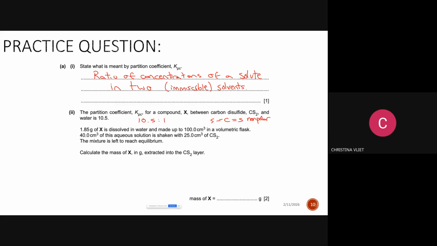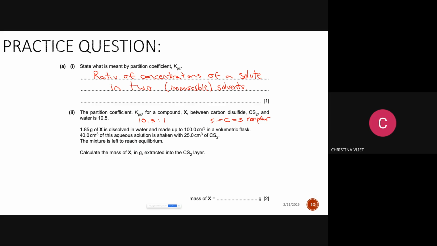10.5 times the amount is dissolving in carbon disulfide than in water, which means that whatever my solute is, it's probably very non-polar because it's mostly dissolving in the non-polar thing. These numbers do have meaning attached to them. I've got 1.85 grams of this X dissolved in water. We put it in a volumetric flask of 100 centimeters cubed. Then we take out 40 of that, and shake that 40 with 25 of CS2 and leave that to equilibrium. Calculate the mass of X extracted into the CS2 layer.